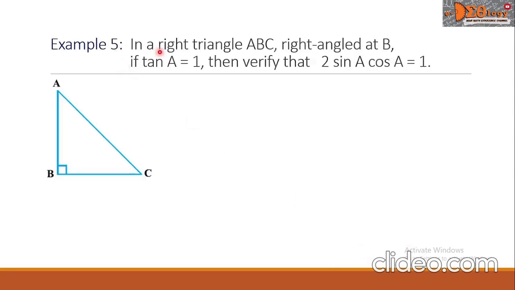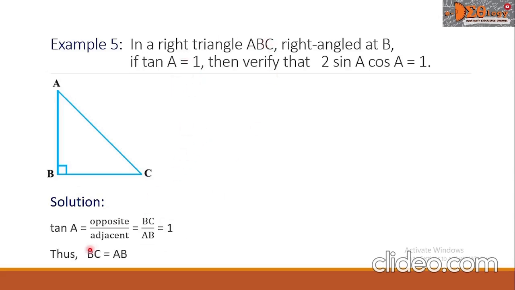Example 5. In a right triangle ABC, right angled at B, if tangent A equals 1, then verify that 2 sine A cosine A equals 1. We have the figure here. We know that tangent A equals opposite over adjacent. In our figure, the angle A is here, and tangent A equals the side BC over side AB, which is equal to 1 based on the problem.